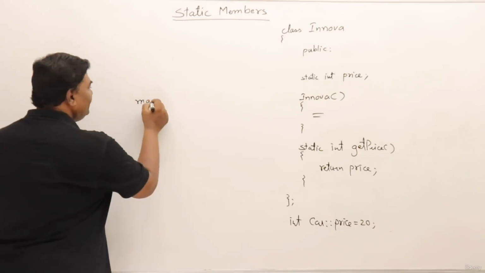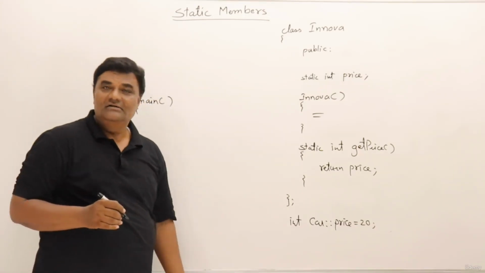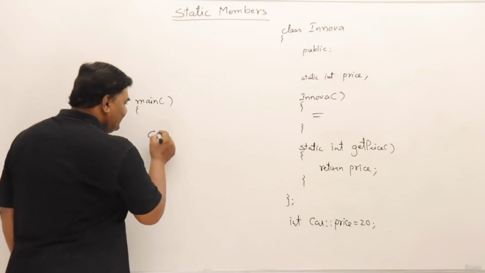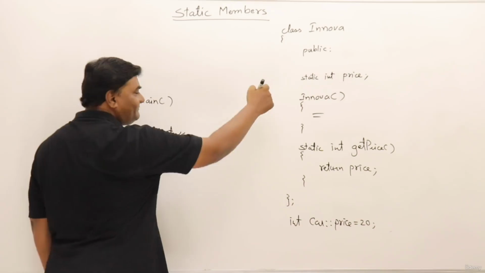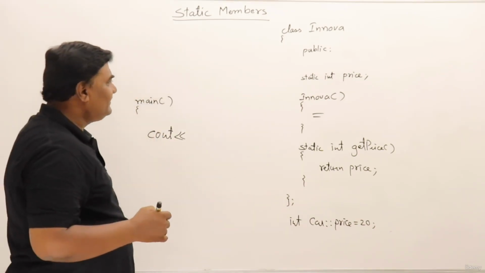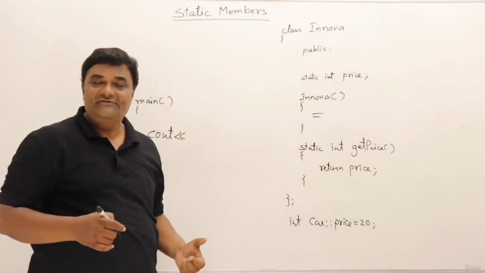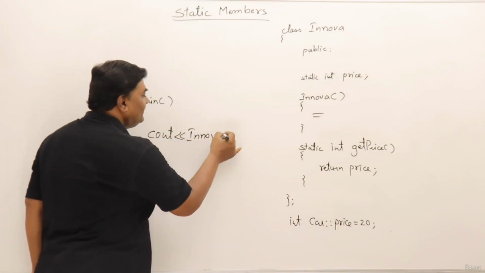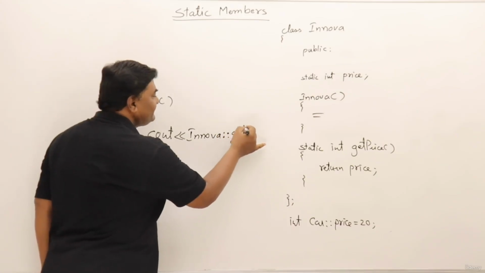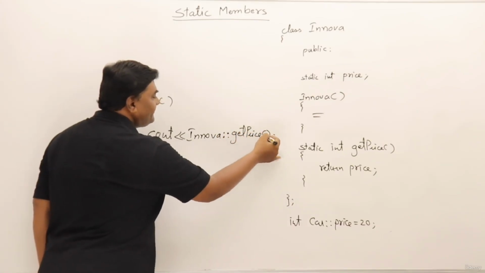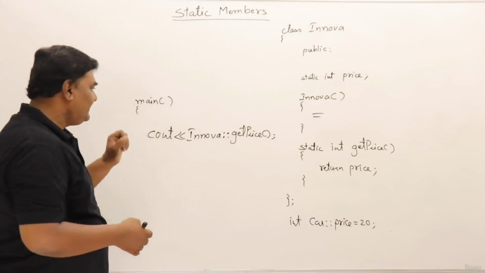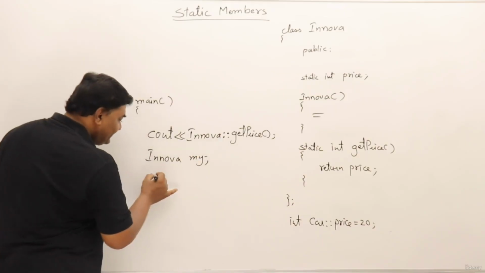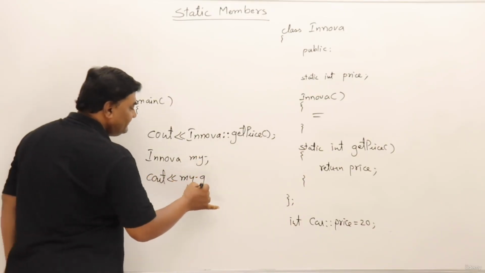I'll give you the logical meaning behind it. I want to know the price of a car. Do I have to buy a car? No, I don't have to buy a car. Then can I access that price? How can you access the member without creating an object? If this is a static function, can I access a static function without creating an object? Yes, I can say the class name Innova, and getPrice. That's it. So this is a logical proof that I can access it without creating an object. I can create an object also, Innova my, then you say cout my dot getPrice.